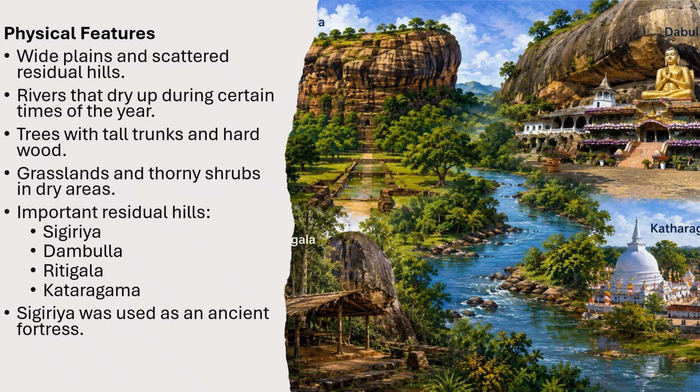Physical features: wide plains and scattered residual hills, rivers that dry up during certain times of the year, trees with tall trunks and hardwood, grasslands and thorny shrubs in dry areas. Important residual hills are Sigiriya, Dambulla, Ritigala, and Kataragama. Sigiriya used to be an ancient fortress. I'm quite sure you've heard that story by now.